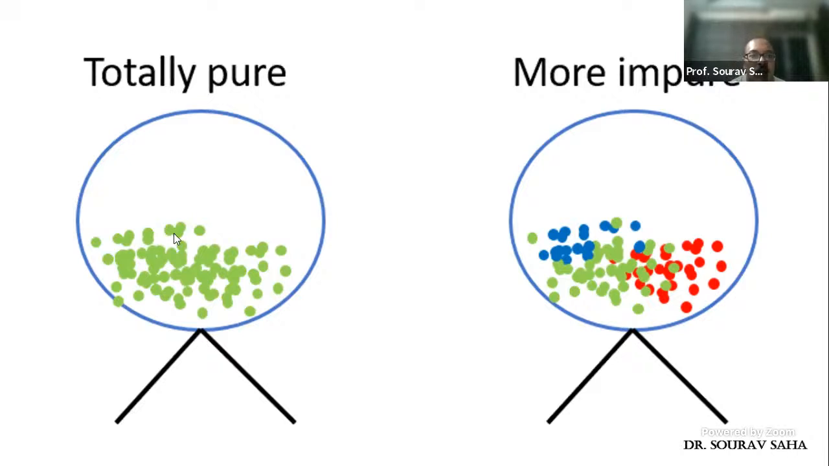In terms of a pure case, this is where you have a completely pure data point. Why? Because only the green class exists.